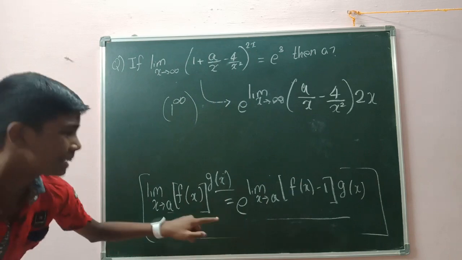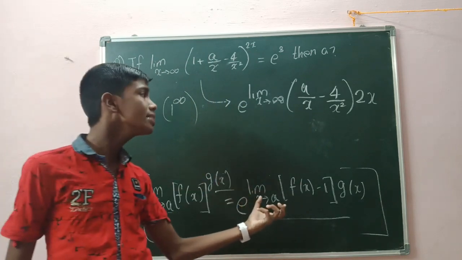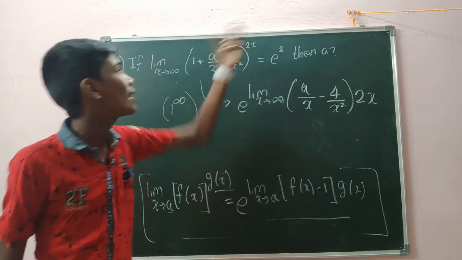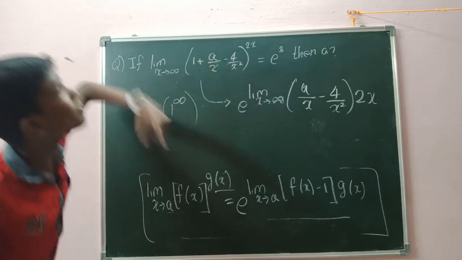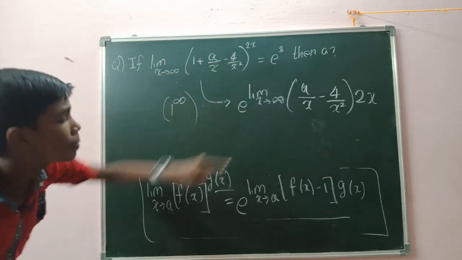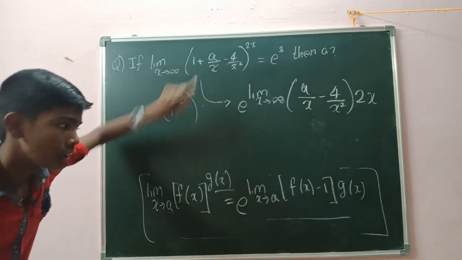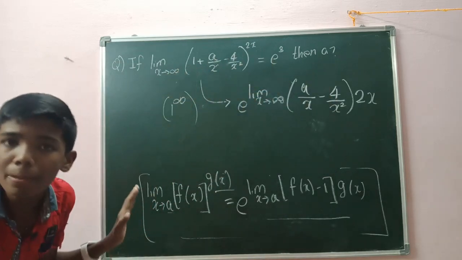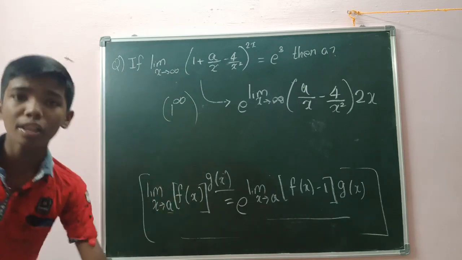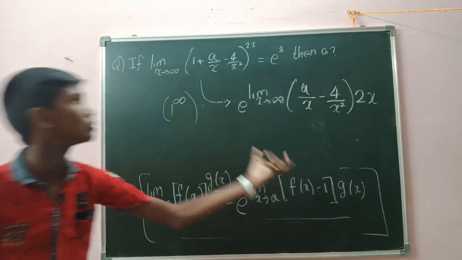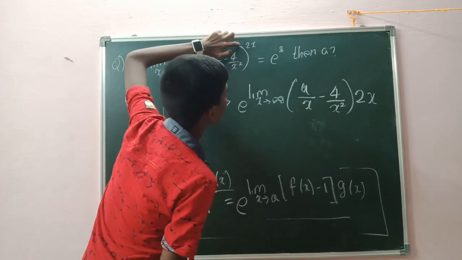Basically, I am just using the straightforward 1 power infinity solving method, such that the same limit and your base minus 1. Base minus 1 is 1 plus a by x minus 4 by x square minus 1, which will be nothing but this, where your 1 and minus 1 will get cancelled. I hope that makes you people clear. It's very simple, people. It's not very hard. Just try to understand what I am doing here. I am just solving f of x minus 1, your base minus 1, this is something you get, times your power, that is times your 2x.